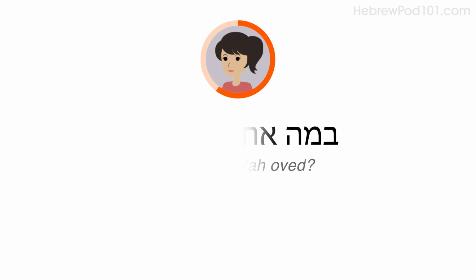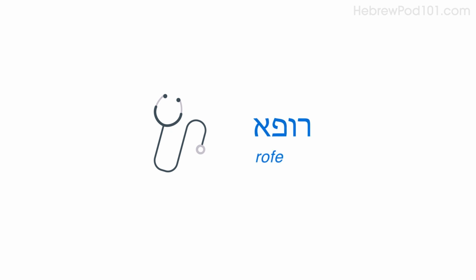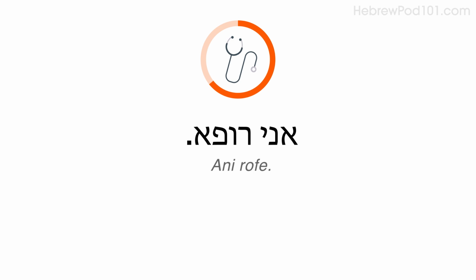Okay, now it's your turn. Do you remember how to say, what do you do? במה אתה עובד? Imagine you're a doctor. Do you remember how to say, doctor? רופא. Say, I'm a doctor. אני רופא. Now answer the question saying that you are a doctor. במה אתה עובד? אני רופא.